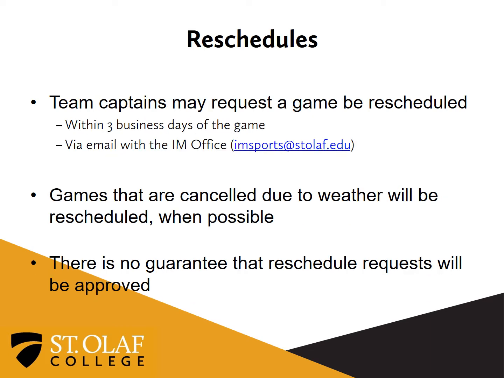In most sports, during registration, you will have the option to set up time preferences for your team. When scheduling, we do our best to accommodate those preferences. However, it may not always be possible. If your team needs to make a schedule change, you must give at least 3 business days written notice for the reschedule to be considered. As with most things, the more notice you give, the better chance we will be able to accommodate.